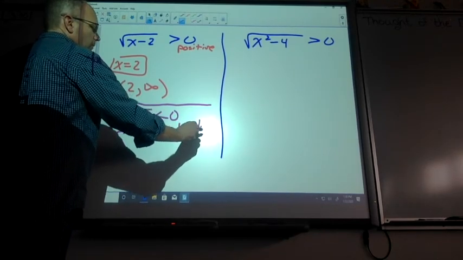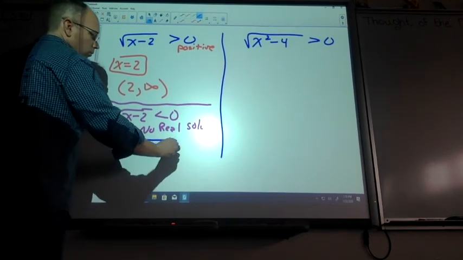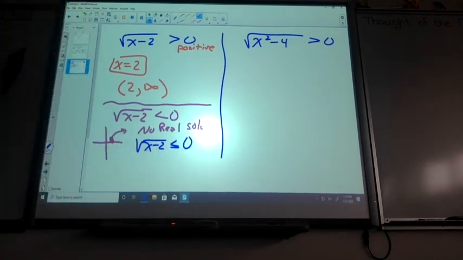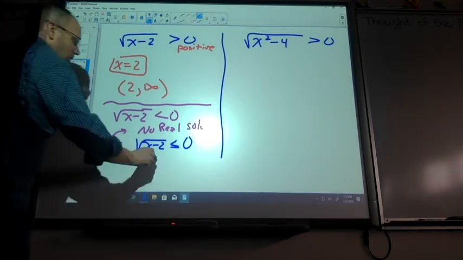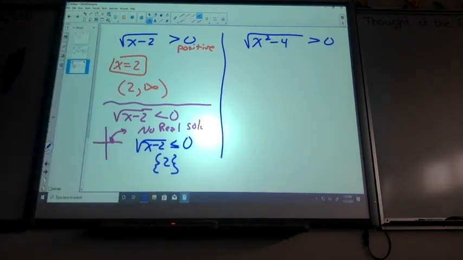Let's take it one step further. What if I had this? What's the answer there? Bracket 2. Anything else? Oh, you're right. You stick with the original. The answer to this is just 2. Why is that the only answer? Yeah, it's the only thing that equals 0.